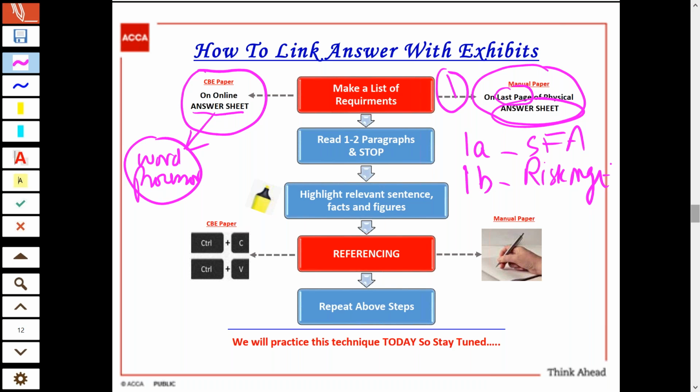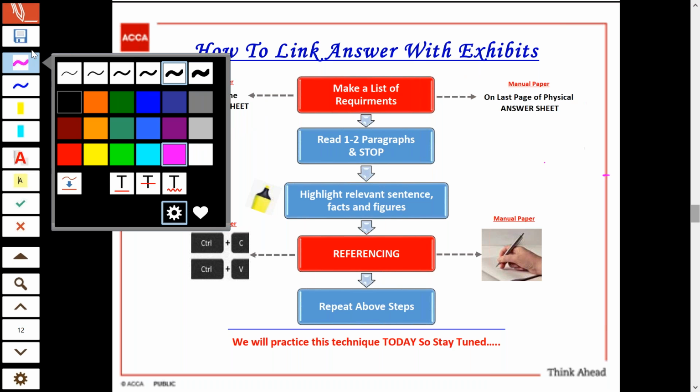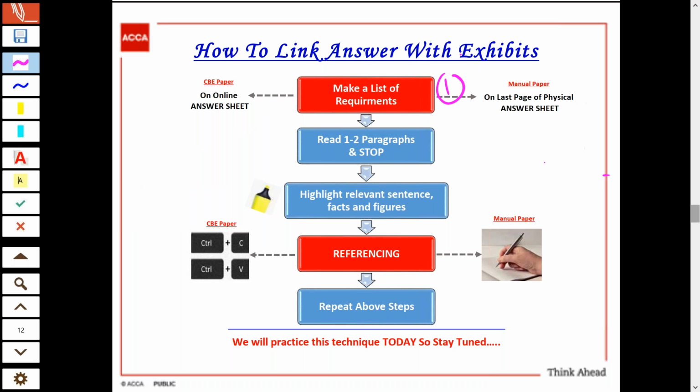Okay, so the reason why do we need to make a list of requirements? Let me clean this a bit. Now, why do we need to make a list of requirements? Because when we are reading the exhibits, we have to do our referencing. We need to mark certain points. So there are like 10, 12 questions in SBL. So it's not practically possible to remember all the requirements. That is why we make a small list, so that while we read an exhibit, we can quickly refer to the list of questions and do our markings, right? So that's why we need a list of requirements.